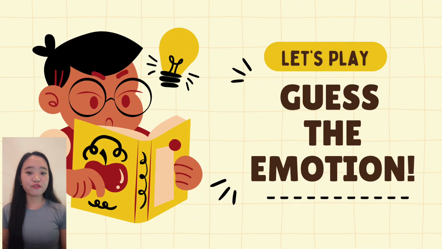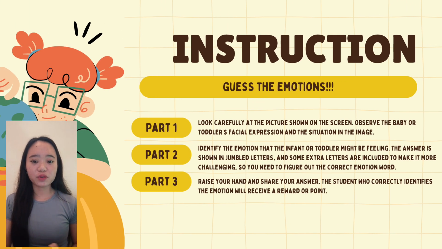But before we start our formal discussion, let's play a game called Guess the Emotion. So here's what you are going to do. I will show you images of babies or toddlers expressing different emotions, and next to each image, you will see a jumbled word. So your task is to unscramble the letters to find the correct emotion or the correct answer. Pero ini nga, scrambled letters is may added siya nga mga new letters ta or may mga bawas liwat, so medyo tricky siya.